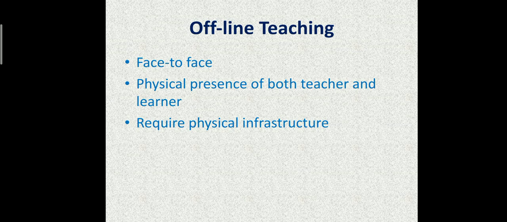Another requirement is that because the teacher and the learners both are to be ready at the same time, both have to learn and teach at the same time, obviously it requires some physical infrastructure. For example, an institution, the buildings, the classrooms, the sitting arrangement, desks and benches, whiteboards, duster and fan and lightings and all these things. All these physical infrastructures are required when we are doing offline teaching. So you are very well acquainted with this offline kind of teaching.